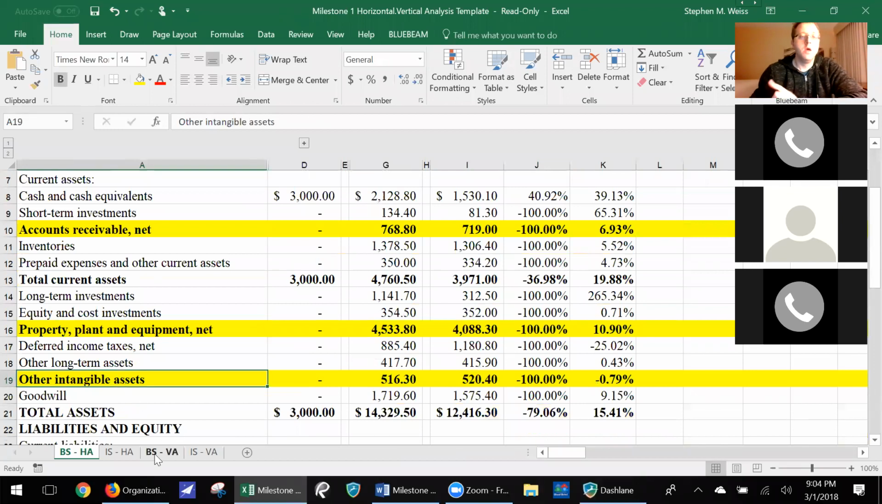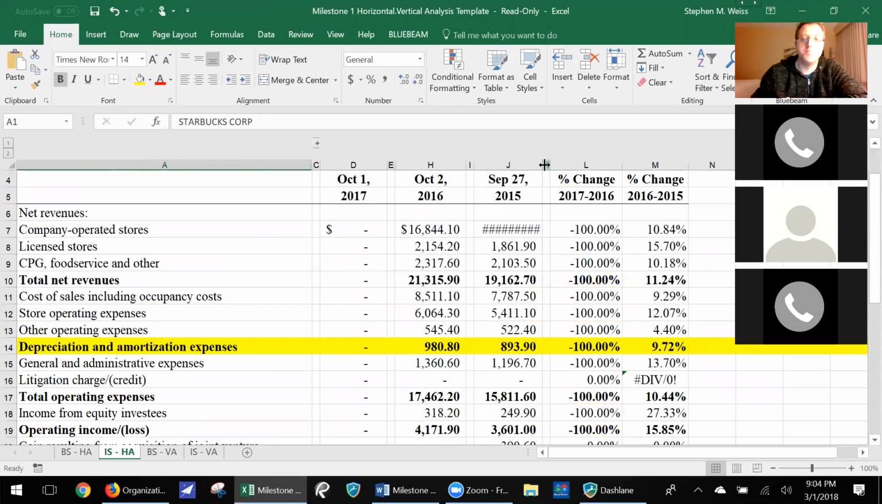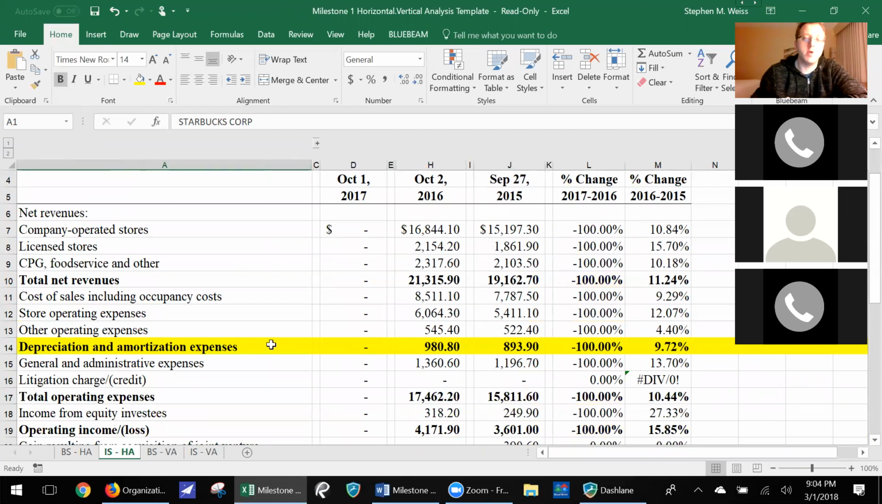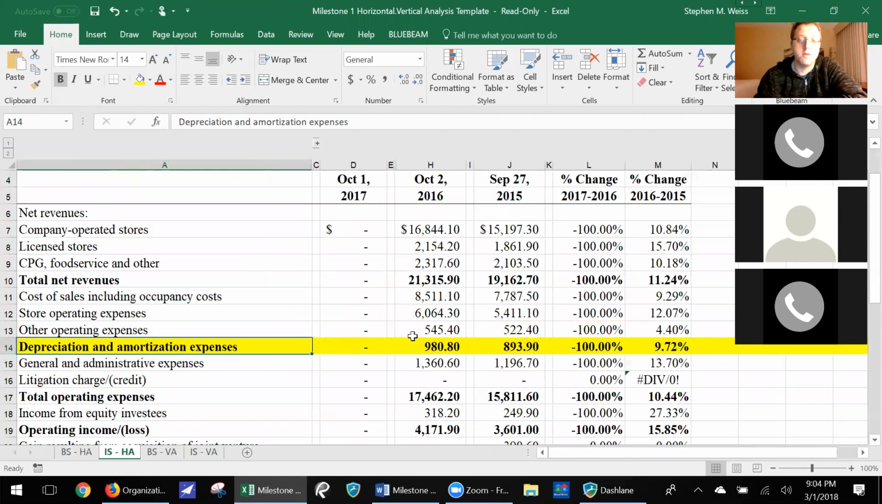Okay, so let's go over to the income statement. The only thing on the income statement that you have to worry about is depreciation and amortization, and this should technically tie directly to property, plant, and equipment, because if property, plant, and equipment goes up, the odds are depreciation expense is going to go up as well. Okay. Let's go over the vertical analysis.